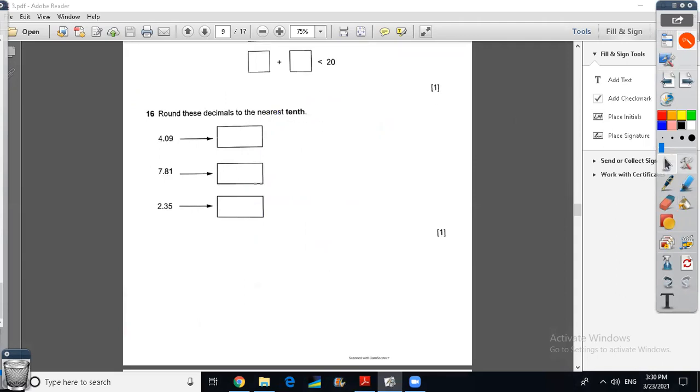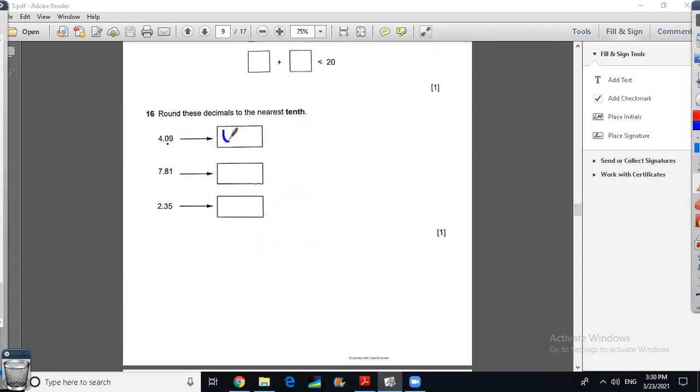Rounding this decimal to the nearest tenth, of course, it is going to be 4.1, not 4.10. For the tenth, you must have only 1 digit after the decimal point. The tenth, underline it. The digit after it is strong, so it's going to give the tenth 1. It will be 4.10, which is only 4.1.